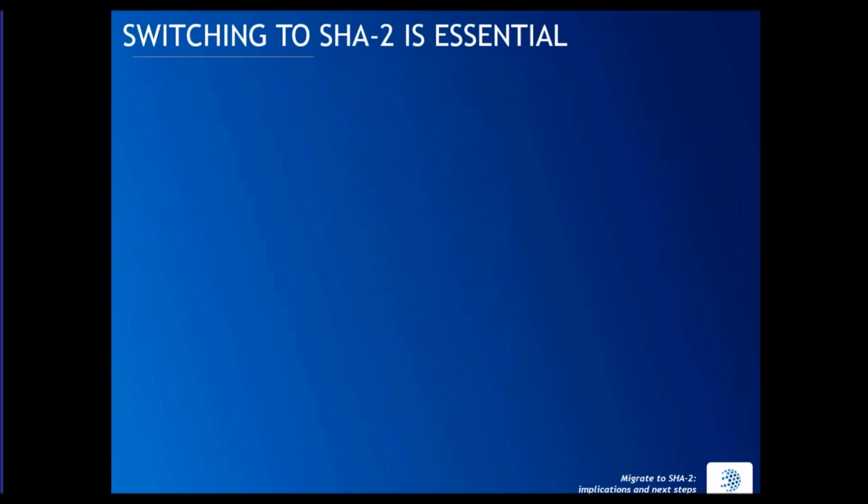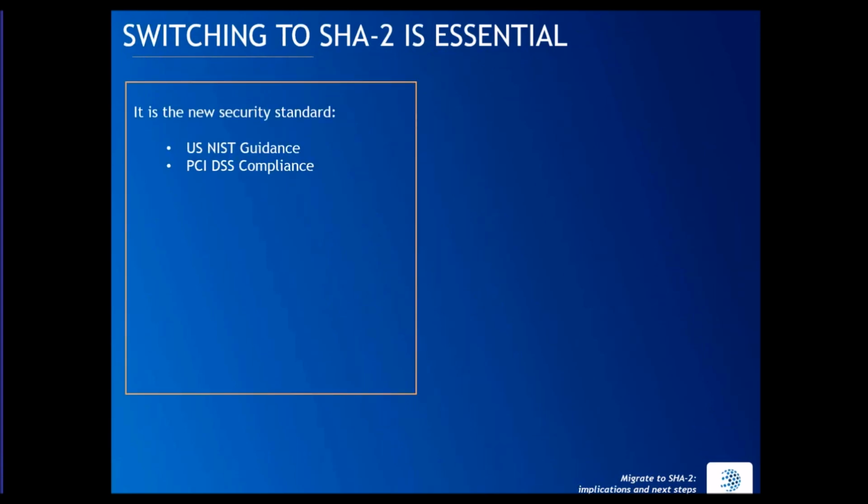So, switching to SHA-2 and why it's so essential. It's actually the new security standard set by the US NIST guidance, which stands for US National Institute of Standards and Technology Guidance. After January 2014, SHA-1 was not trusted anymore for the higher level of assurance communications in the US federal bridge. Most government contractors were required to meet this requirement with varying deadlines at that point in time.